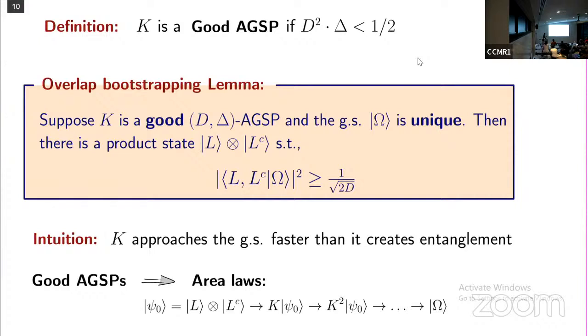It says that if you have a good AGSP, then it means that you have some product state with a large overlap with the ground state. And if you have a large overlap with the ground state, then you can start with this product state, apply the AGSP, not too many times because you're already kind of close to it, and then you will reach a very good approximation of the ground space. And since you did not do too many steps, you did not create too much entanglement, and therefore it means that the ground state has an area law. So that's more or less the philosophy of proving area laws using this framework.